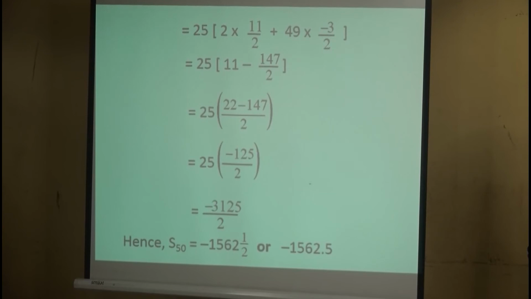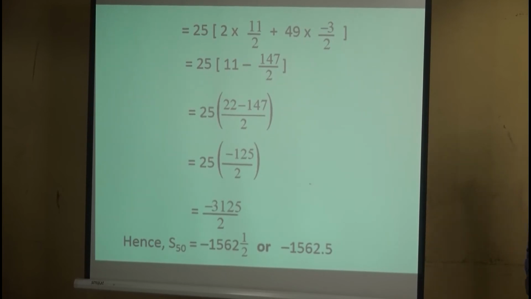Proceeding, 50 divided by 2 will give us 25. Open bracket, 2 times 5.5, changed to an improper fraction, will be 11 over 2, plus 50 minus 1 is 49, multiplied by 1.5, changed to an improper fraction, will be minus 3 over 2. So simplifying further, we'll have 25, open bracket, 2 divided by 2, we are left with 11, minus 147 divided by 2, because 49 times 3 is 147.